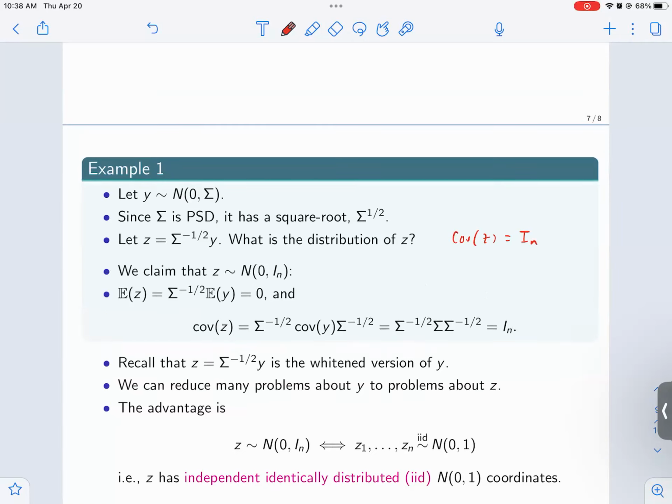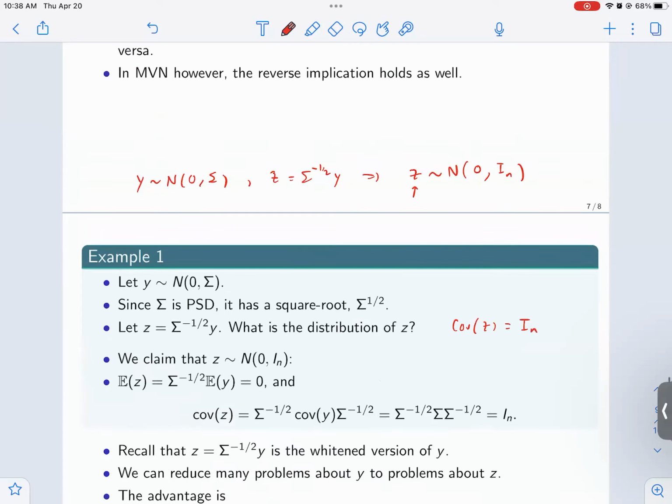So this means that if I have Y, which is normal with mean 0 and covariance sigma, and if I form Z to be sigma to the minus 1/2 Y, the mean is going to be 0. The covariance is going to be identity, and the distribution is also normal. So this whitening turns a multivariate Gaussian distribution into a very simple distribution. This is equivalent to the coordinates being independent, to saying that all the coordinates are IID normal 0, 1. And this follows from the fact that we mentioned. Everything here is 0, so all the coordinates are uncorrelated and they're independent.